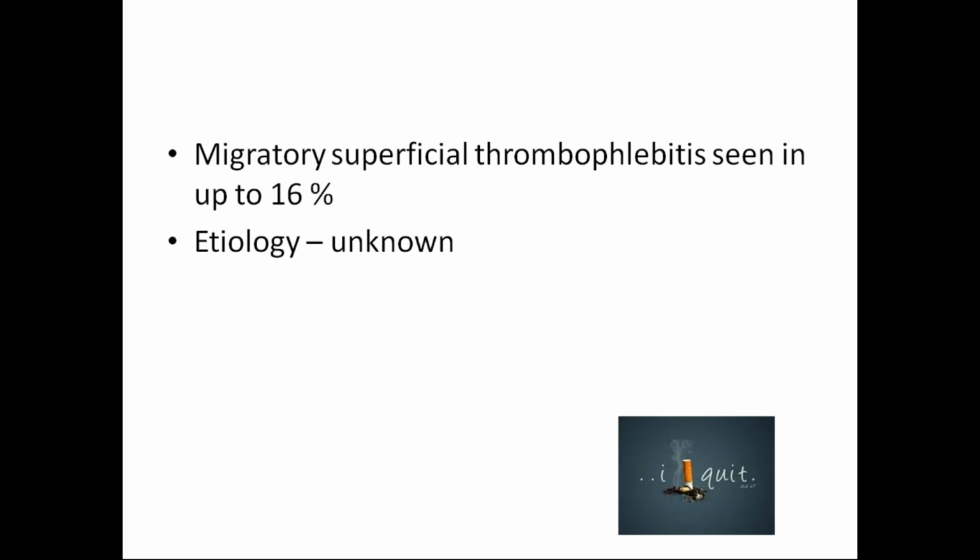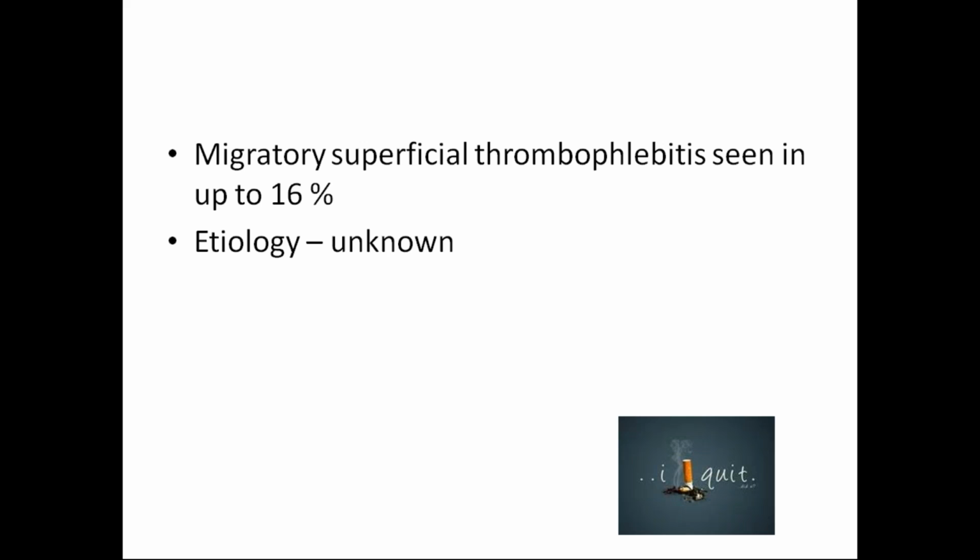So clinical features: it is the 6 P's only: pain, pallor, paresthesia, poikilothermia, paralysis. So these 6 P's will be there. Along with that, migratory superficial thrombophlebitis is seen, and multiple nodules will also be formed. If critical limb ischemia is significant, the person may even present with gangrene, especially of the lower limb.